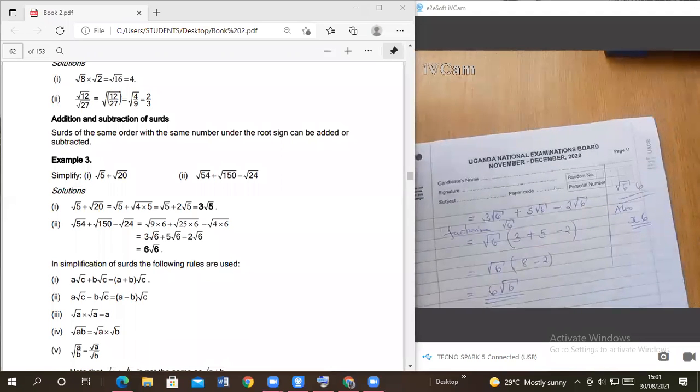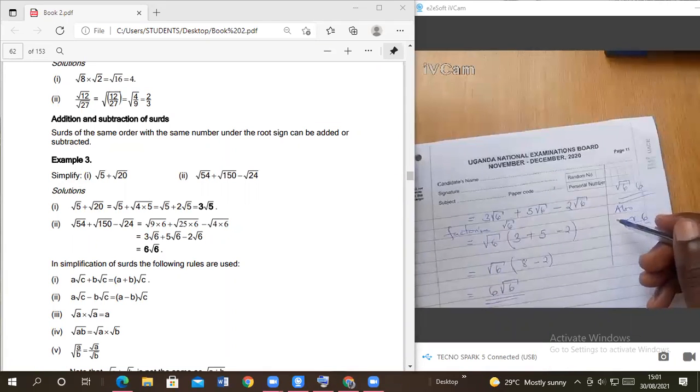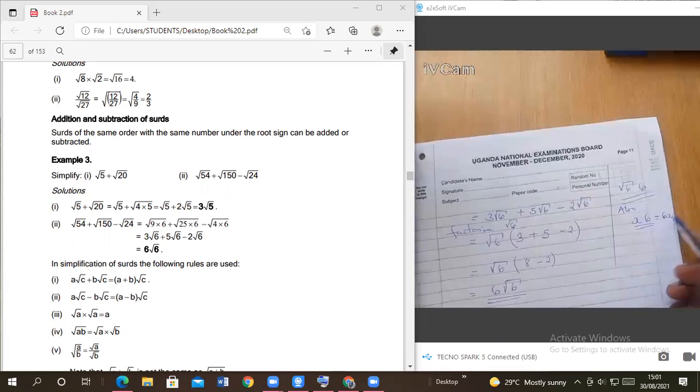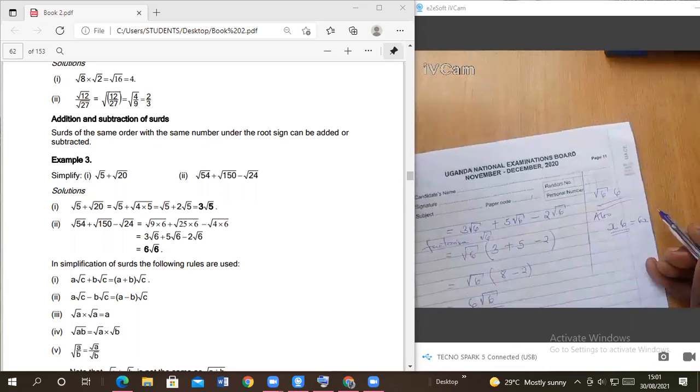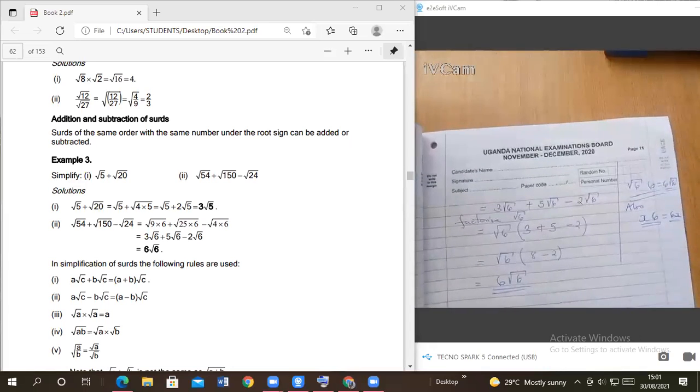No. So you start with the number that is known. You start with the real number. So this one is supposed to be 6x. Then this one is supposed to be 6 root of 6. Are you together, members? Yes. Don't write funny things for me there.